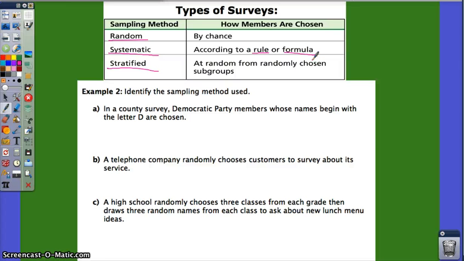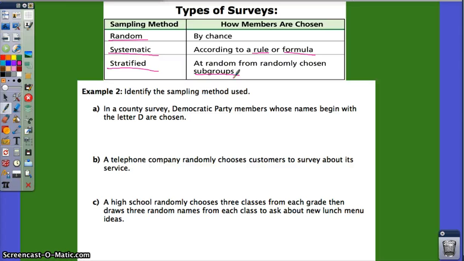And this means that it's at random, but it's from randomly chosen subgroups. So maybe if you wanted to get feedback on the Valentine's Day social here at Fort Couch, you might go to each homeroom and randomly select one student from each homeroom. Or break it up into 7th grade and 8th grade and then randomly select 10 7th grade students and 10 8th grade students. But you break it up into groups.